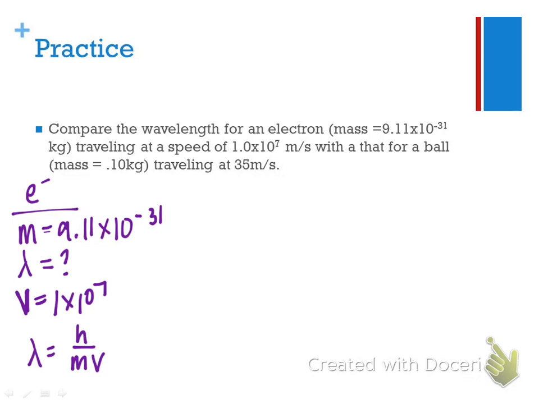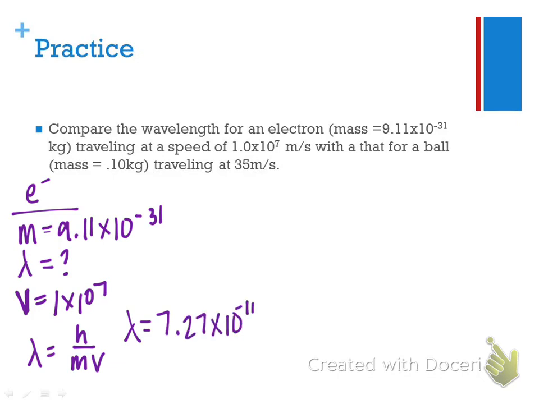Okay, so now in my equation, when I want to solve that, I'll just do my alpha H divided by the mass, 9.11 times 10 to the negative 31st, divided by the speed. And I got a wavelength equal to 7.27 times 10 to the negative 11th.